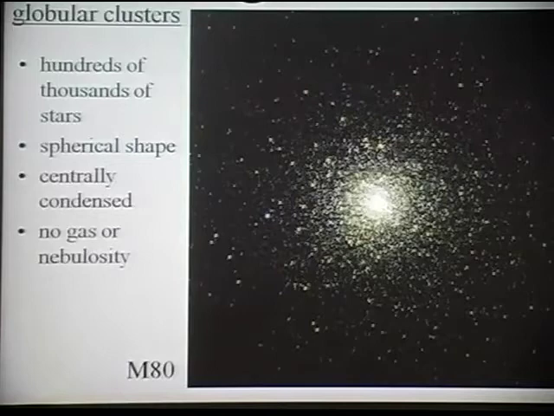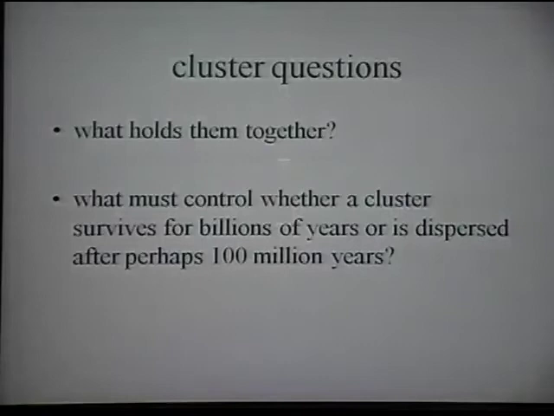All right, we understand clusters. We've actually answered this. What holds a cluster together? Gravity. So what is going to determine whether a cluster survives for a long time as a cluster, or whether a cluster is dispersed over what, for me as an astronomer, is a fairly short amount of time, maybe just 100 million years? What is going to determine whether the clusters stay together or over some long amount of time fly apart?